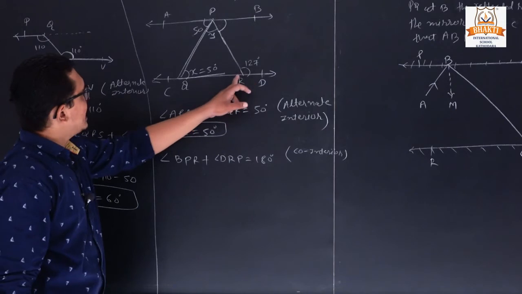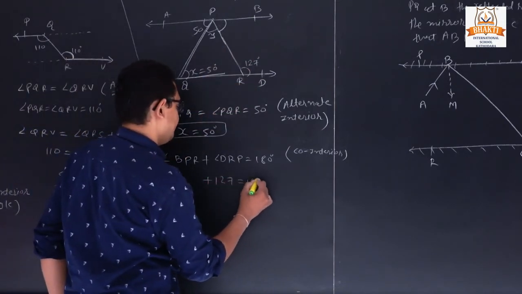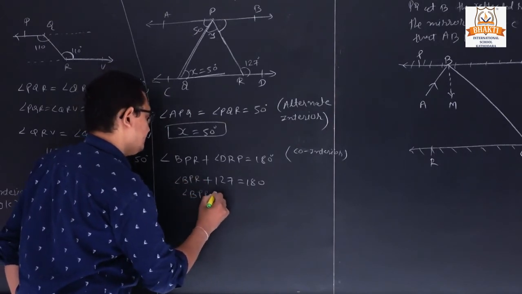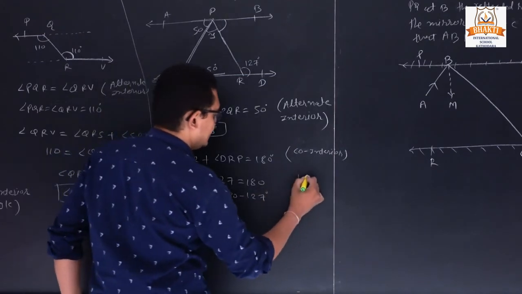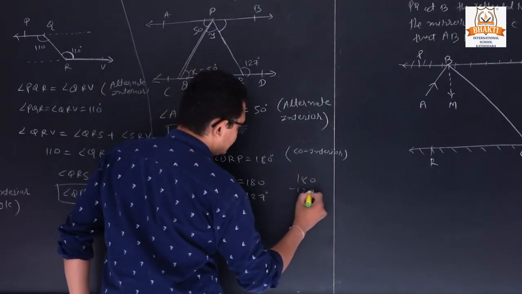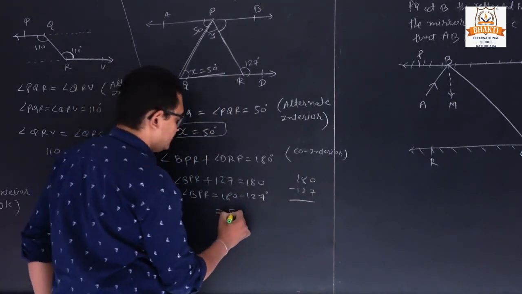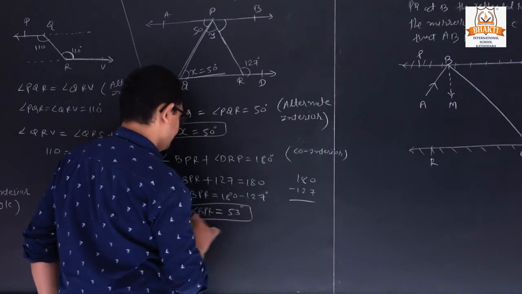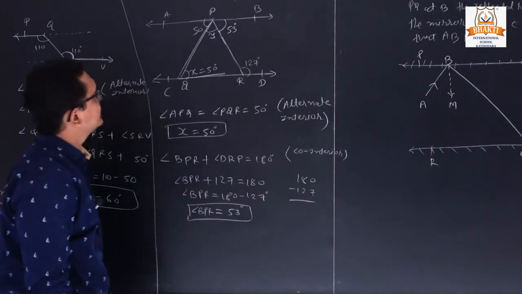So DRP is given as 127. So what is the value of BPR? 180 minus 127. So 180 minus 127, 60 minus 7, so it is 53 degrees. So this angle is 53.